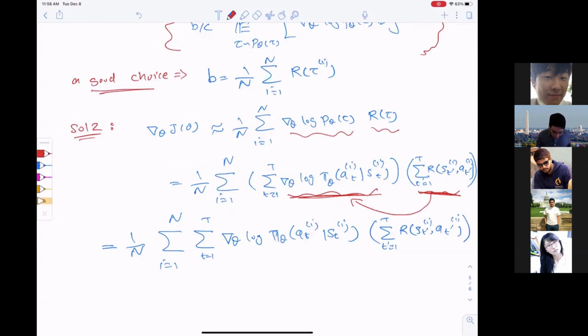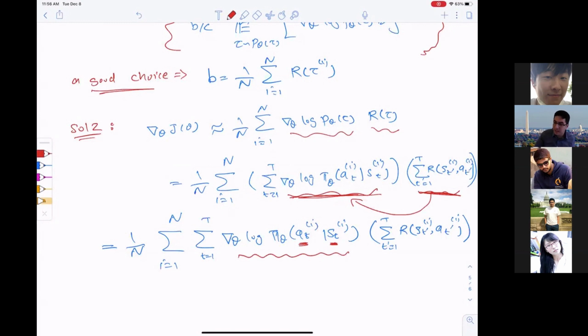Okay, so let's understand this a little bit better. This is the gradient of my policy at time t. So if I'm at the state st for this particular trajectory, what is the output of my policy network? This is the gradient of that.